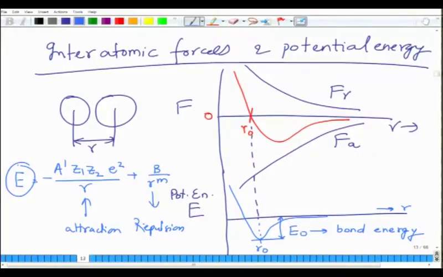So, what we will do in the next lecture is look at different kinds of bonds in materials, and then we will move on to the structure of materials. Any questions? Okay, thank you.